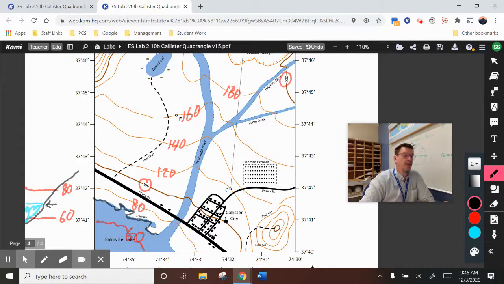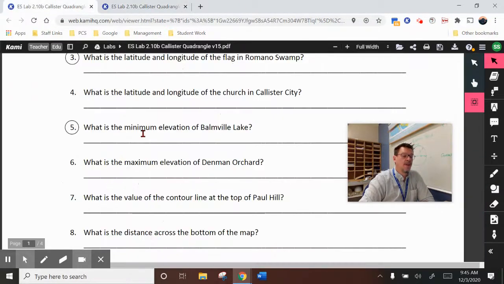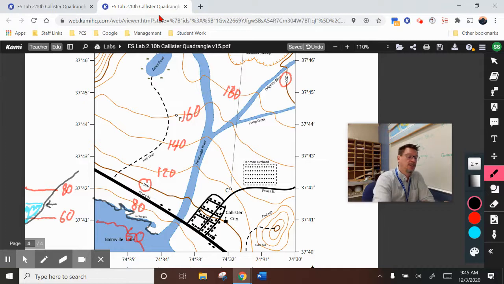And the question is, what is the minimum elevation of Balmville Lake? In other words, how low could Balmville Lake actually be and still be between 80 and 60? So how low can I get? Well, I cannot be 60, because if it was 60, there would have to be a 60 line outside of Balmville Lake, and there isn't. So that means that the lake is covering up the 60 line. But I can go as low as possible.